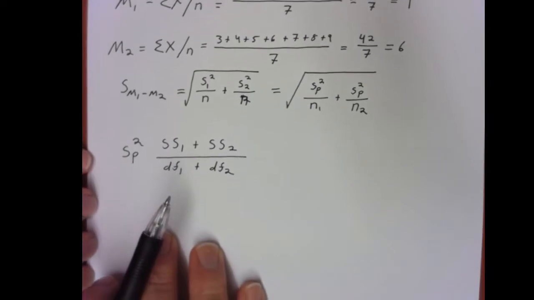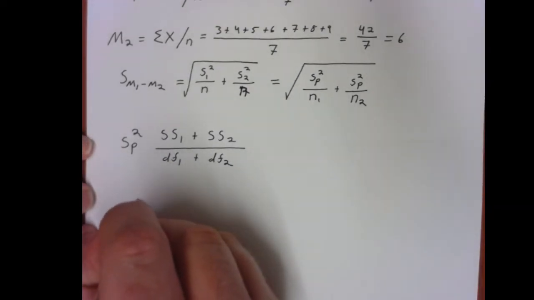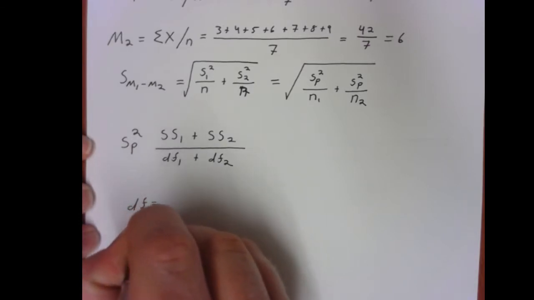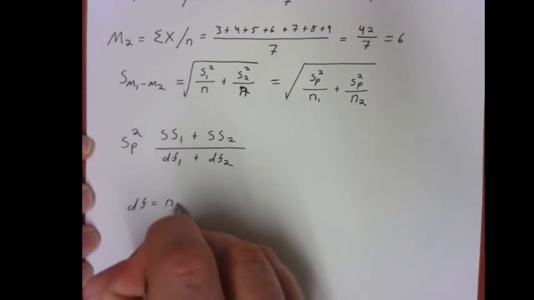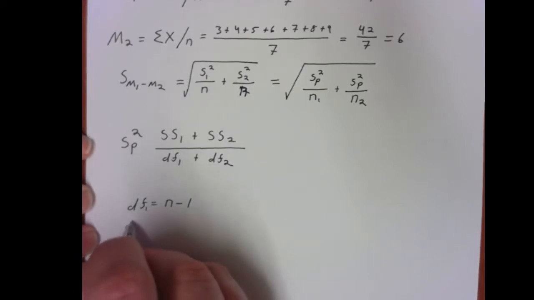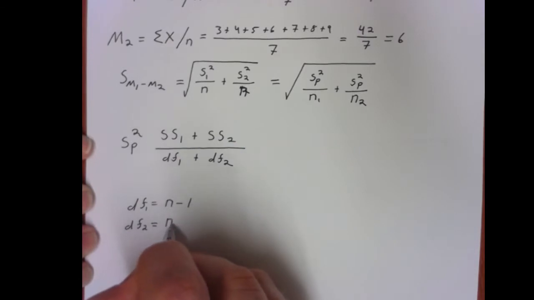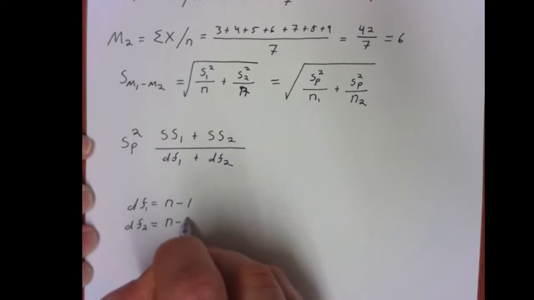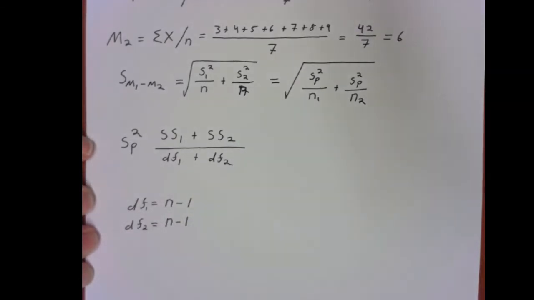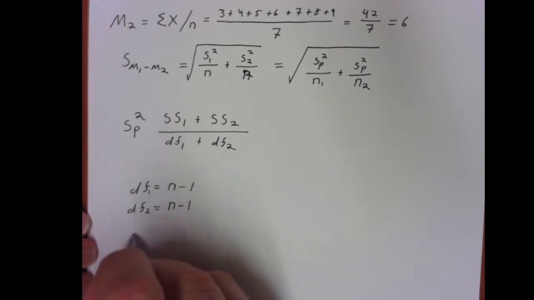So the degrees of freedom for group 1, take the simplest one first, is going to be the number of scores in that group minus 1. And the degrees of freedom for group 2 is going to be the number of scores in that group minus 1.